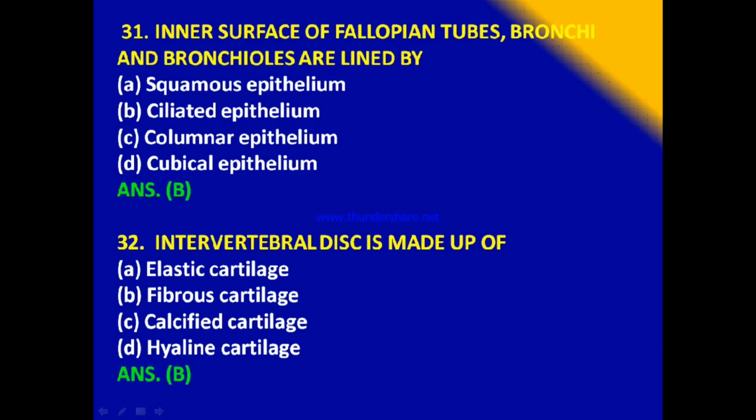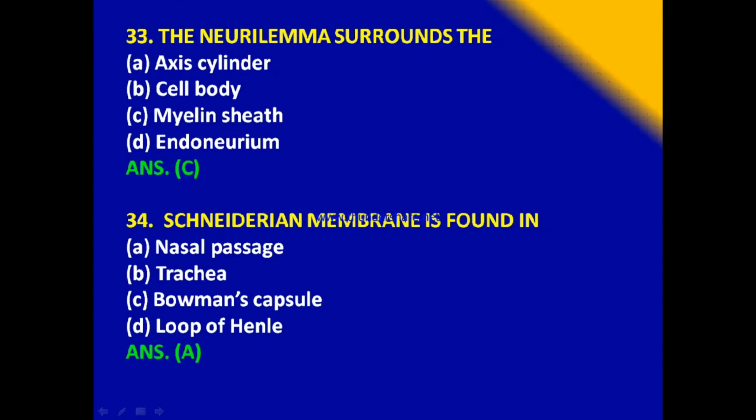Number 33 question. The neurilemma surrounds the axis cylinder, cell body, myelin sheath or endoneurium. So the neurilemma surrounds the cell body. Schneiderian membrane is found in nasal passage, trachea, Bowman's capsule or loop of Henle.